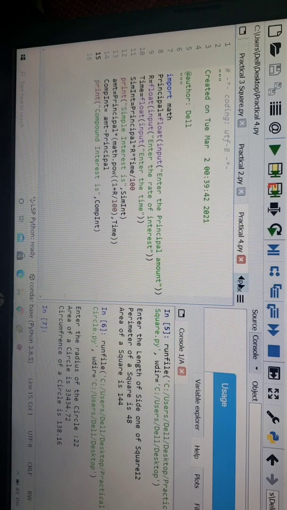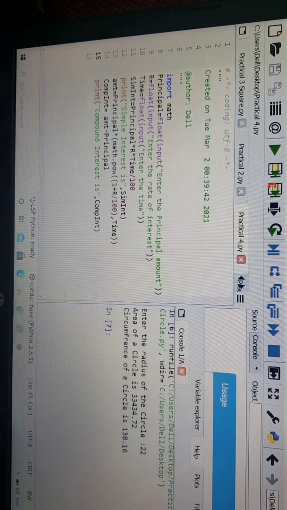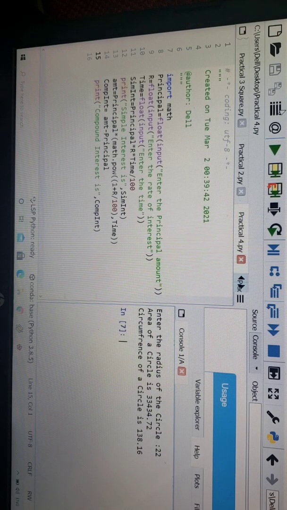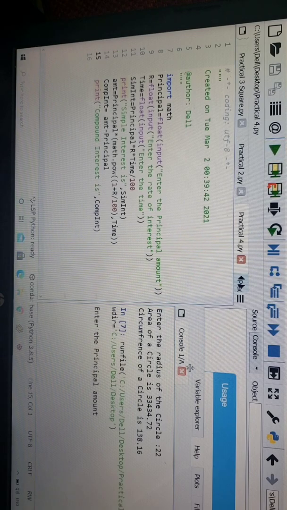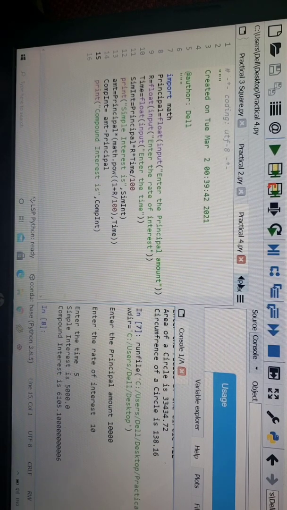Let's have a look at its output. Run your program. Enter the principal amount, any amount of your choice you can enter. Enter the rate of interest, that is again up to you. Okay, so this is simple interest and this is compound interest. Okay, so this is again a very simple program.